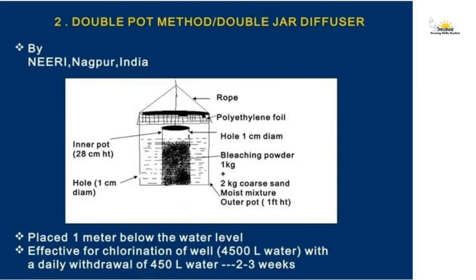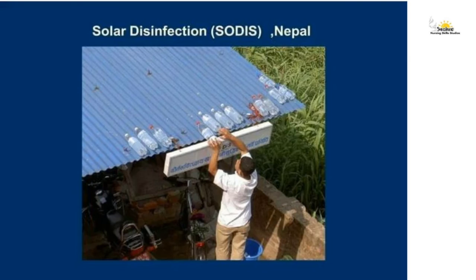Next, the double pot method, which is very important from the examination point of view, and is also called the double jar diffuser method. Some of the information required for you is as follows. And lastly, solar disinfection, which was invented in Nepal.